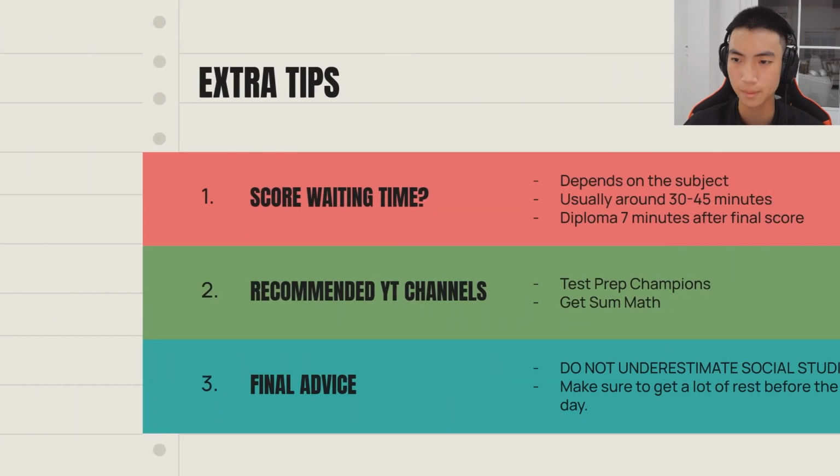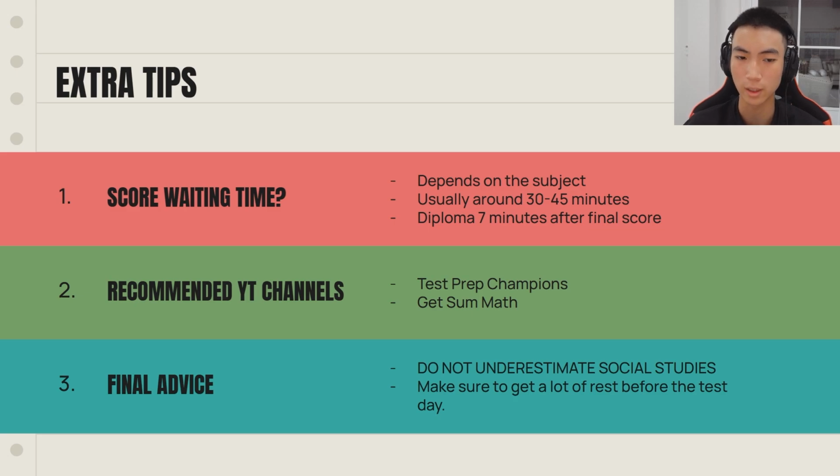And yeah, now some extra tips before ending the video, maybe some questions you might have, like how long do I have to wait for my score? It usually depends on the subject. For example, English took longer since it had the essay thing, but it didn't take too long. It's around 30 to 45 minutes. So, it's very quick since it's graded by computer. And then the diploma, as I said earlier, came 7 minutes right after my English score came out, which is my last test. So yeah, you don't have to wait for a long time.